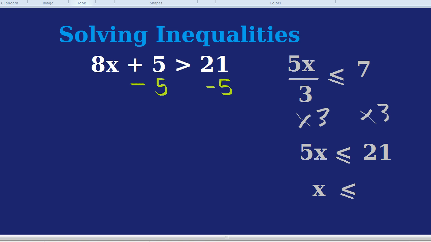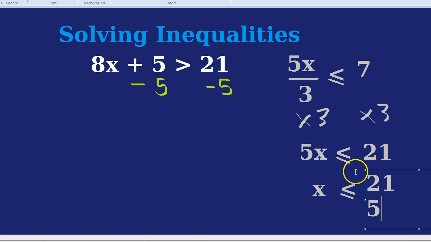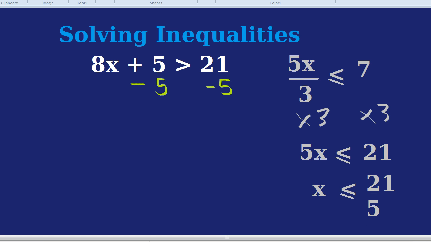21 divided by 5, which you can either do in the calculator or you can simply write as 21 over 5 as a fraction, so with a line in between. And there's our answer: x is less than or equal to 21/5.